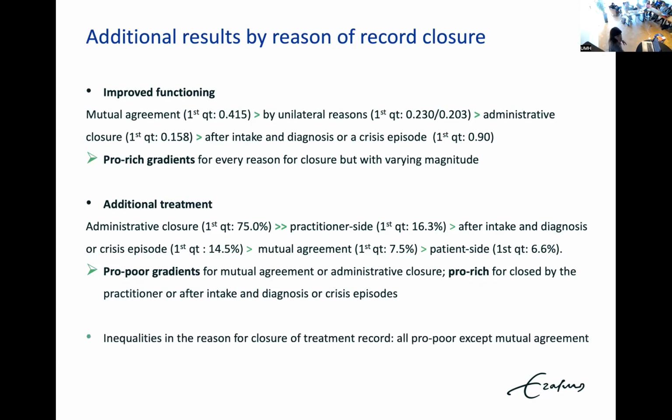And then when we actually look at inequalities in the reason of closure itself, we see that basically records of poor people are more likely to be closed by all the reasons except mutual agreement. So it also makes sense. Mutual agreement is what we expect to be a proxy of completing treatment. This is more likely in rich people, and all the others are more likely in poor people. And these are always very clear gradients. It's not that it jumps, it's always like that.